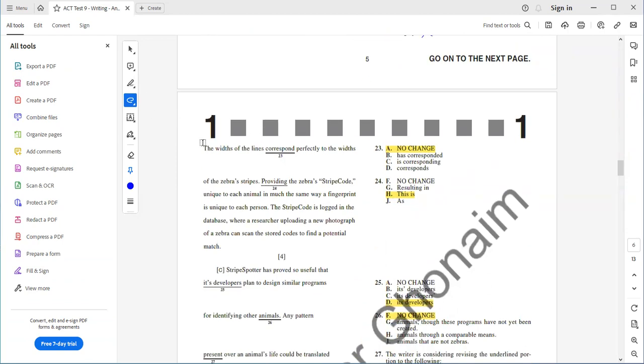23. Widths of the lines correspond perfectly to the widths of the zebra stripes. Can we answer this without even looking at the sentence? Shorter is better. No. Correspond, has corresponded, is corresponding, corresponds. All of these are verbs. Correspond is in the plural form. Has, singular. Is, singular. Corresponds, singular. So what's the answer?